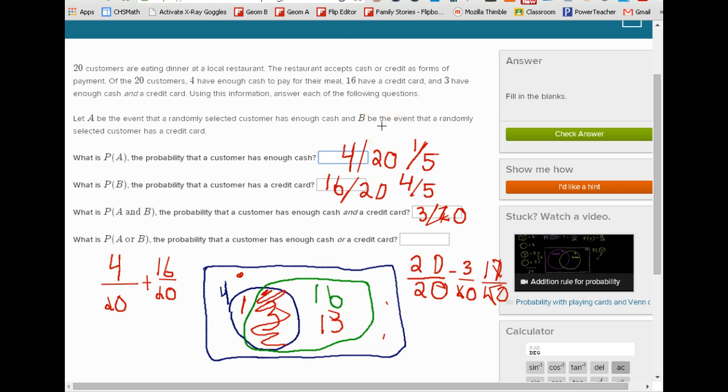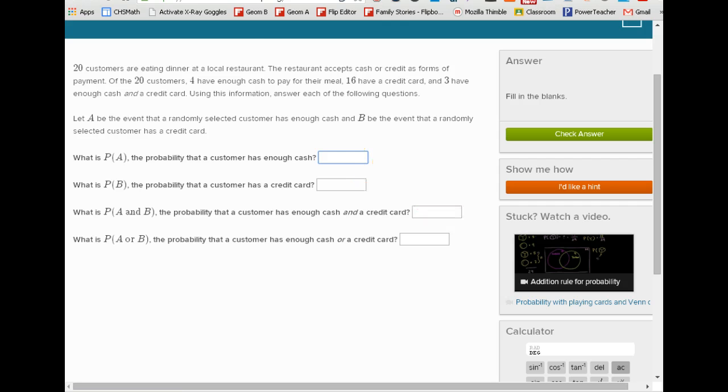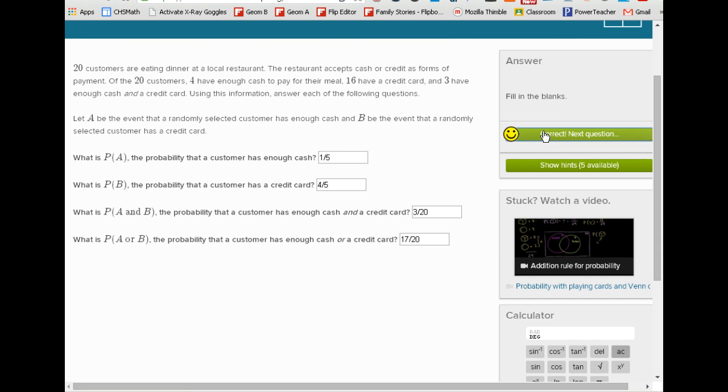Let's try filling in and make sure that Khan Academy agrees with these answers. So the number that had enough cash, that was 4 out of 20, which we said was 1 over 5. The probability that they had a credit card, that was 16 out of 20, that was 4 out of 5. Probability to have enough cash and a credit card, that was the overlap, that was 3 out of 20. Right? 3 of them had enough cash and a credit card, and so the probability that they had enough cash or a credit card, we'd say, was 17 out of 20. And I hope that they have it right. Yes, we do.